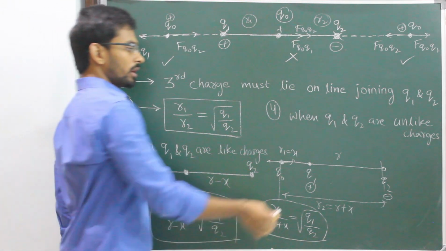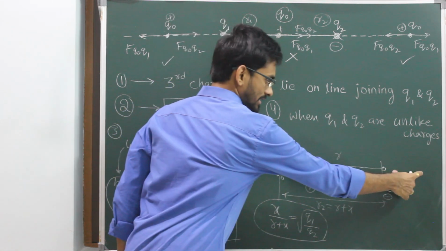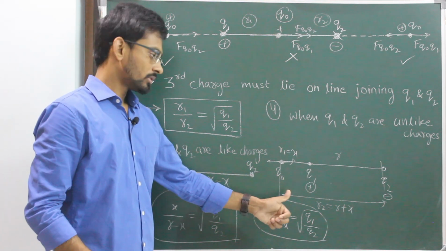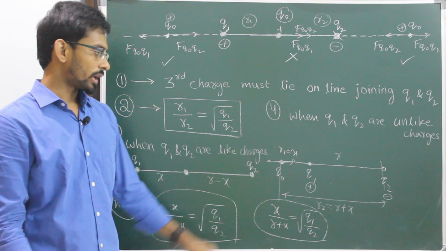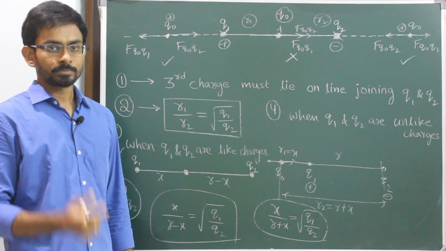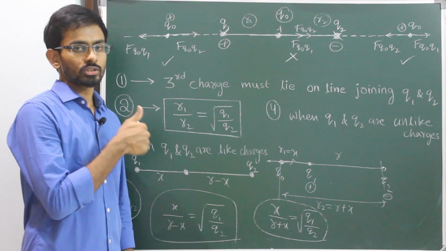And similarly, if q2 is smaller, you will take the charge to be on the right and you will take this distance as x, and r2 will be x and r1 will be r plus x. So in a similar way you can apply this condition and you can get the equilibrium position. So this is how to find equilibrium positions for different situations.